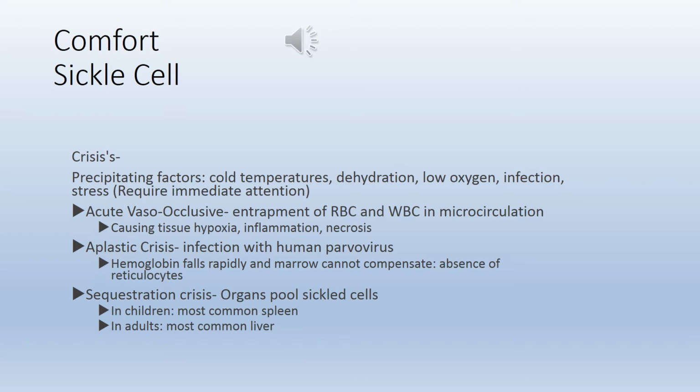Another crisis is called aplastic crisis. This is the infection with human parvovirus. Hemoglobin falls rapidly and the marrow cannot compensate. Also, absence of reticulocytes will happen because of this. The third is sequestration crisis, where organs pool sickled cells. In children, the most common site is the spleen, and in adults, the most common site is the liver.